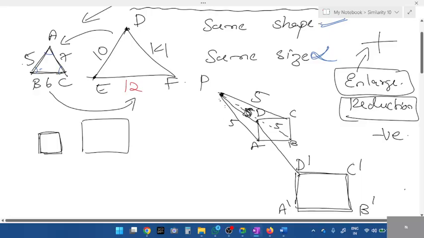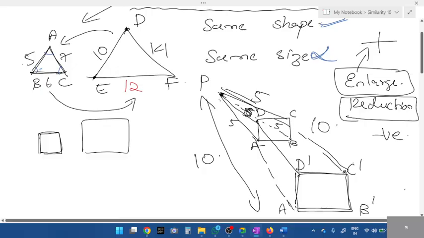Now from P to A, 5 centimeters. What I'll do is from P to A dash, I'll extend this diagram. If that is 5, this distance will be 10. Double the size if I double it. In the same way, P to C is 5 centimeters. P to C dash, I'll keep a ruler, draw a straight line of 10 centimeters. In the same way, B. Then I'll get a figure A dash, B dash, C dash and D dash, the bigger diagram.